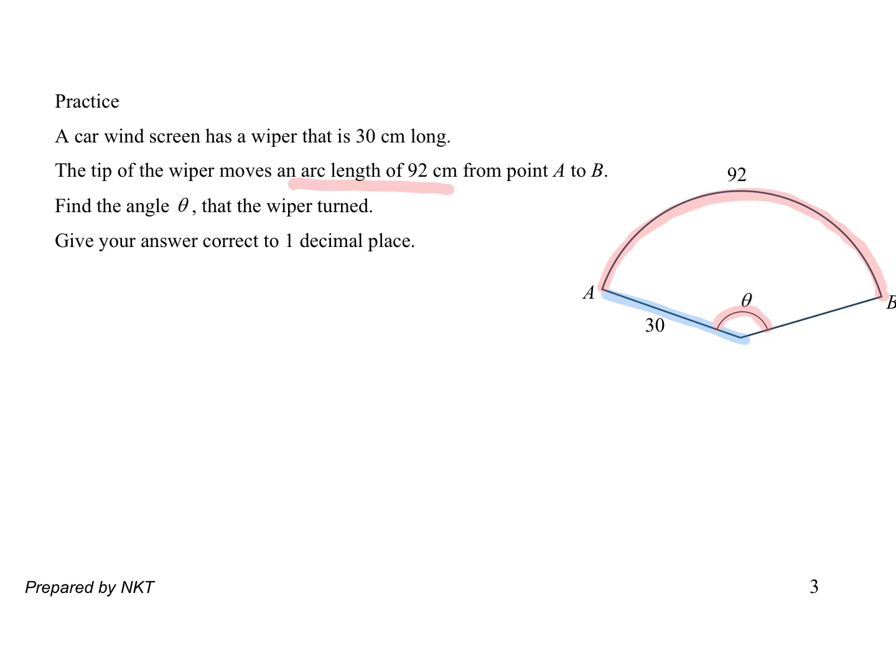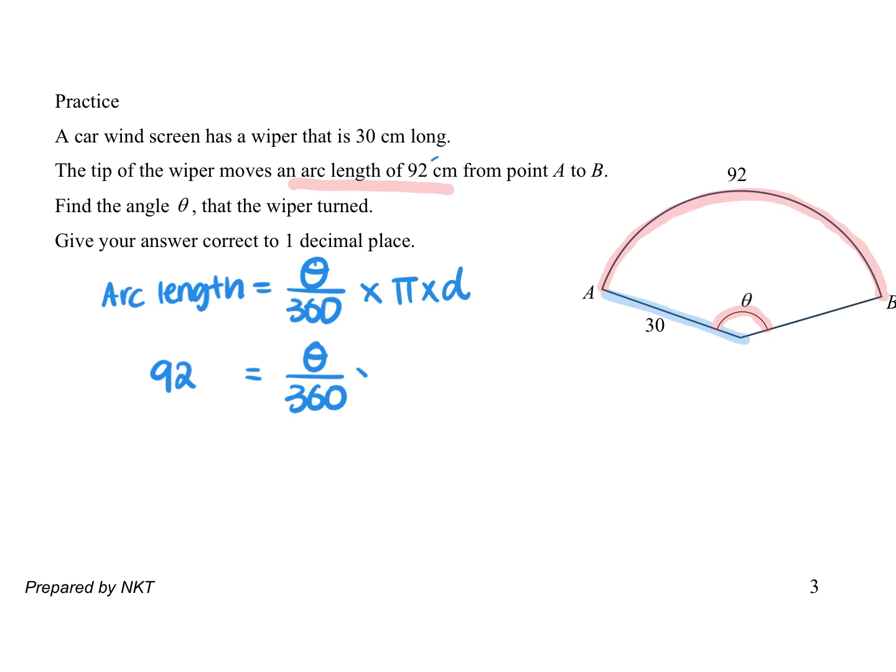So what information do we have? We have the arc length and the radius. So we're going to use our formula. Arc length equals the fraction, the angle, theta over 360 degrees times pi times diameter. First step, write down the formula. Second step, information that we have, we're going to replace it with the numbers. So 92 cm is my arc length. Theta I do not know, over 360 degrees times pi times diameter. The radius is 30, so the diameter will be 30 times 2. That will give me 60 cm.